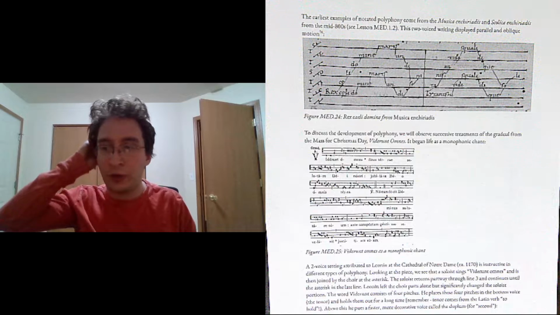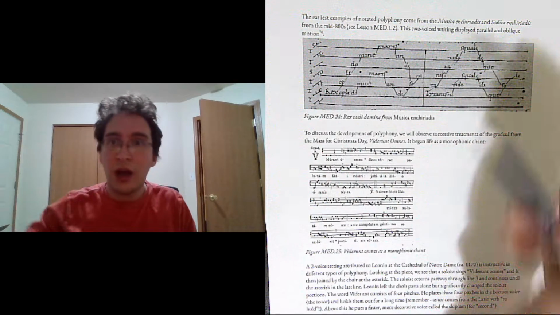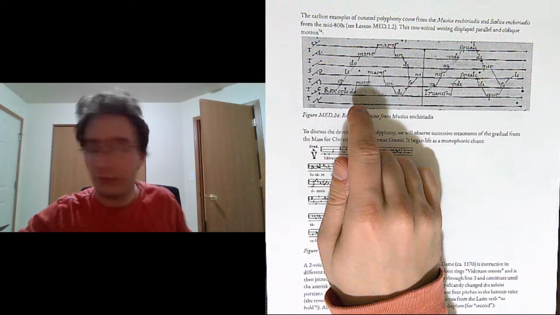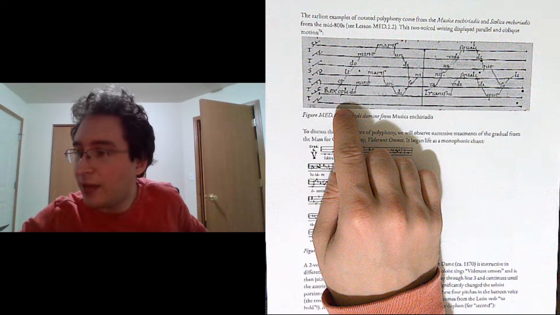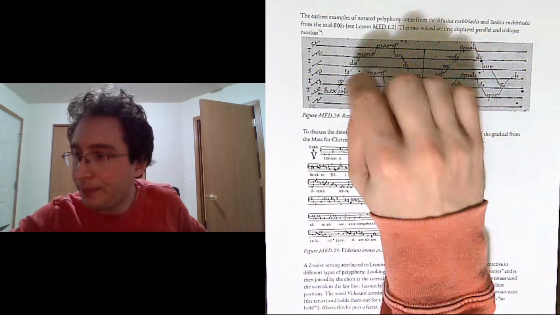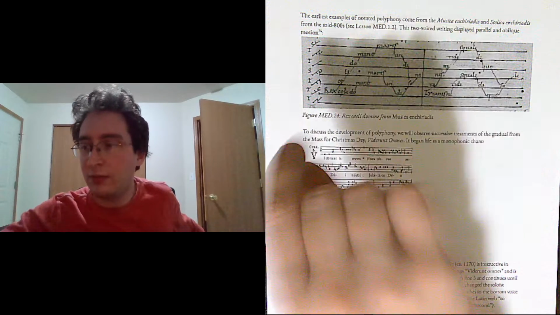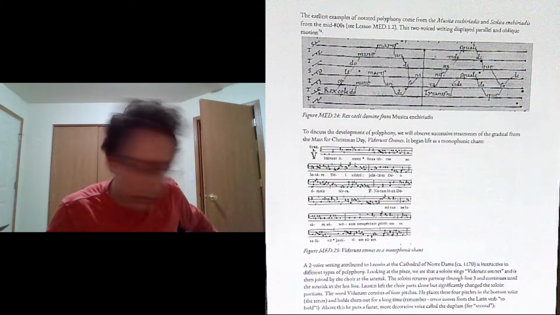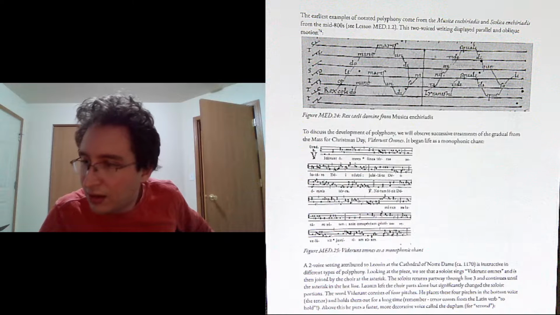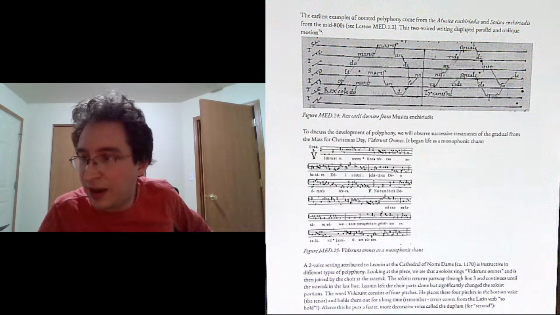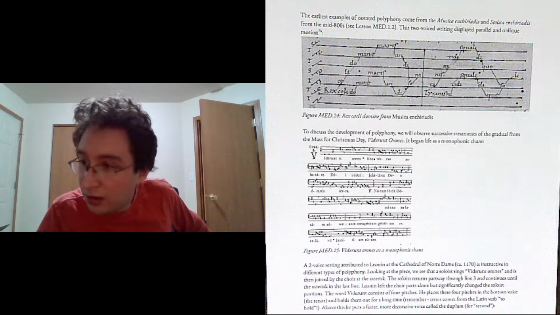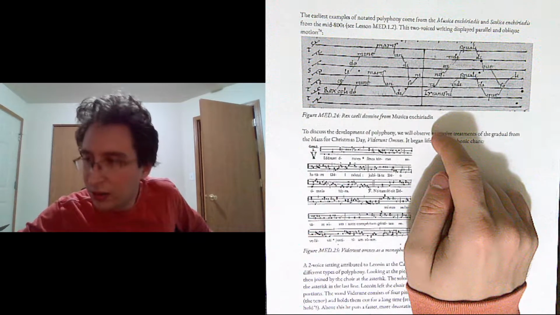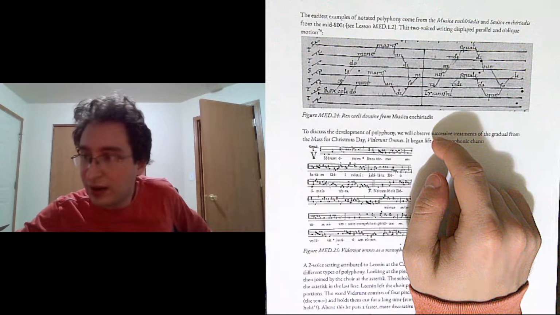So the two-voice writing that's demonstrated here displays both parallel and oblique motion, oblique being when one voice stays the same, and then parallel being when they move the same direction, same time. So here it's going to sound like this. So starting with oblique, then going to parallel. And it's the same thing over here. Starting with oblique, moving to parallel.